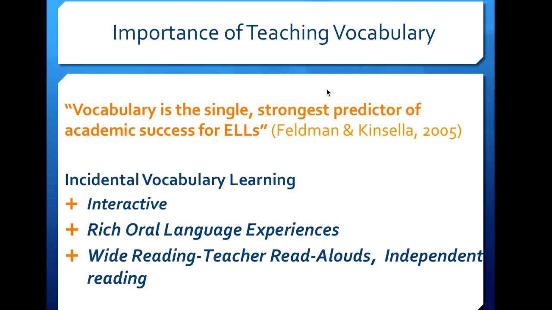The word level is vocabulary. Vocabulary is the single strongest predictor of academic success for ELLs. It needs to be interactive. You give them rich experiences using vocabulary with a lot of different vocabulary activities, and wide reading experiences using teacher read-alouds all the way through independent learning. Again, teacher read-alouds is that whole quadrant A, independent reading is that quadrant D.